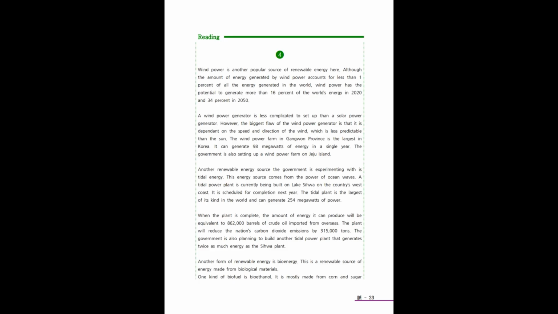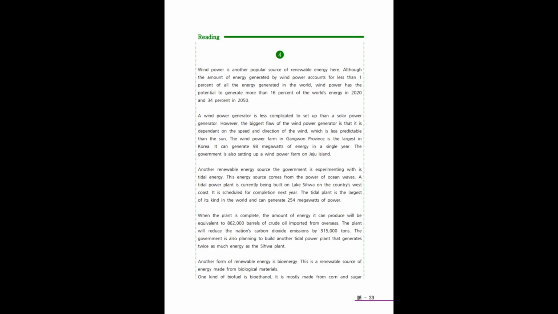Although the amount of energy generated by wind power accounts for less than 1% of all the energy generated in the world, wind power has the potential to generate more than 16% of the world's energy in 2020 and 34% in 2050. A wind power generator is less complicated to set up than a solar power generator.